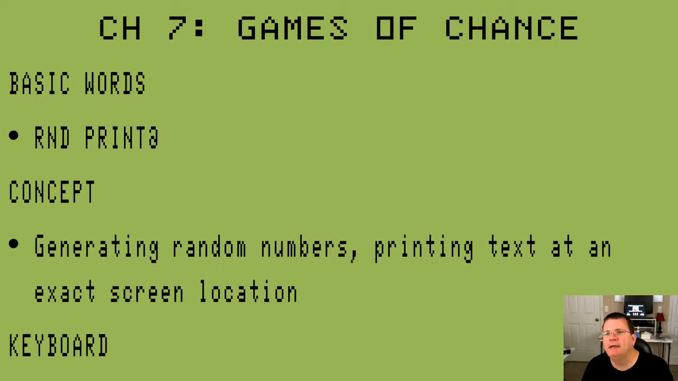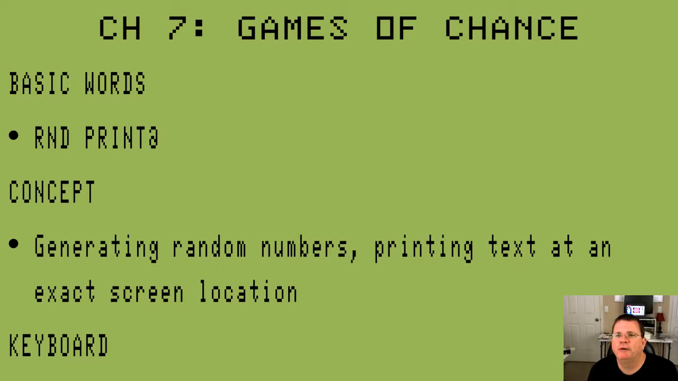Chapter 7 was called Games of Chance, which I really enjoyed. The two commands that it introduces us to are the RND command, which is an abbreviation for random, and a command called print at. So generating random numbers is a great way to play games or to make games. For example, rolling the dice, which is one of the examples they do. A card game, right? When you play cards and you have to shuffle the deck and throw those things out, those are random. So that was a cool concept, and I used that a lot in most of my early games that I made in the 80s and the 90s.